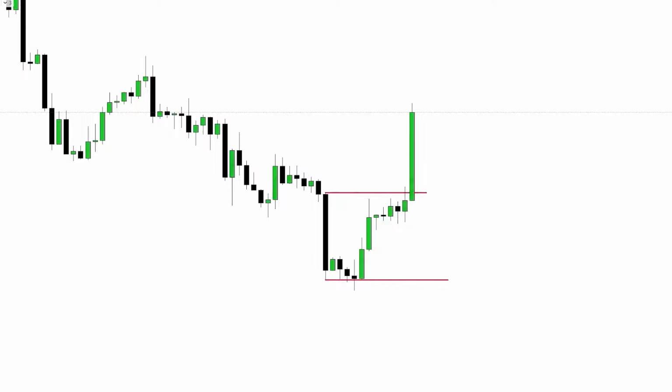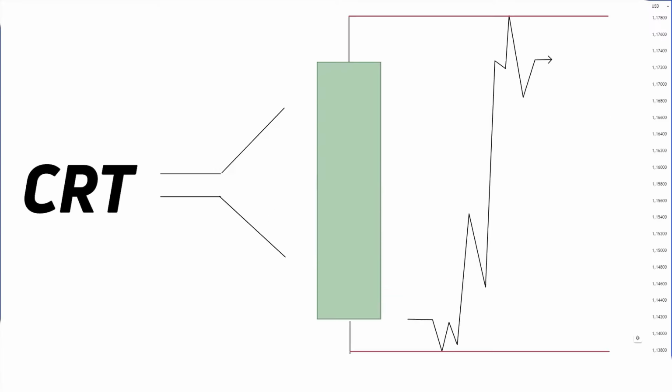Today, we'll talk about CRT. As you understand, all we need is just one large bullish or CRT candle. On which time frame should you look for it? Since the market is fractal, this will work on absolutely any time frame.